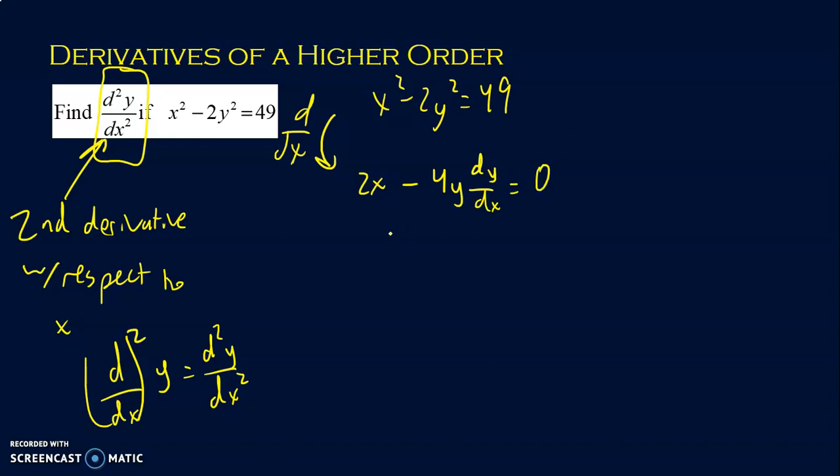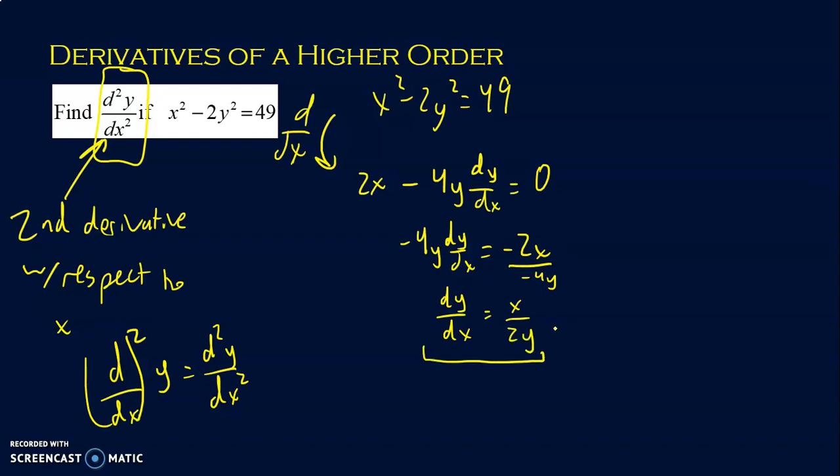So now I just need to solve for my dy/dx. So I'll subtract that 2x over and then divide by negative 4y. So I'm going to get negatives cancel out, a factor of 2. So I would get x over 2y. So that's the first derivative. So if I want to get the second derivative, I need to take the derivative of this equation. So I need to take the derivative with respect to x. And I'm going to rewrite it over here and switch colors for the second derivative.